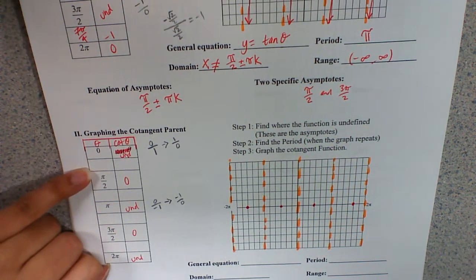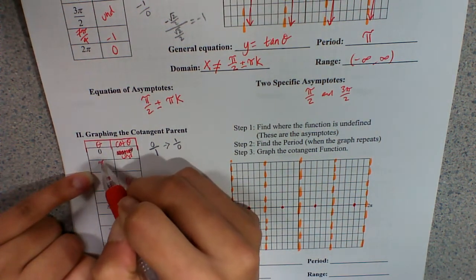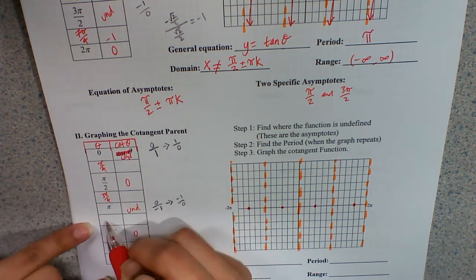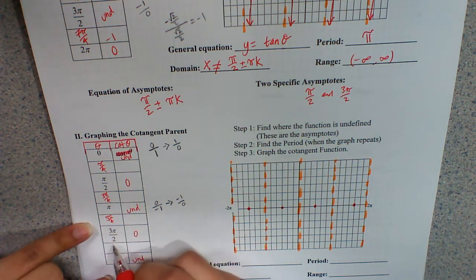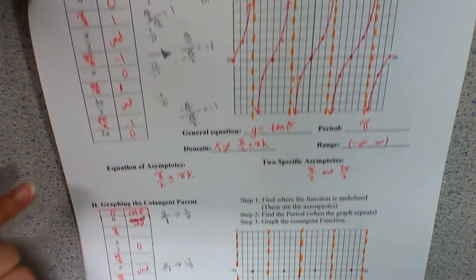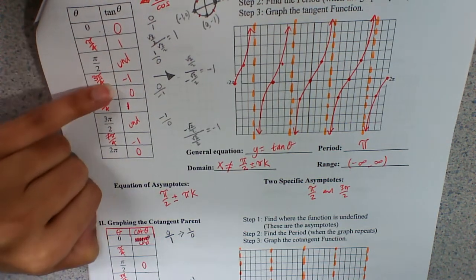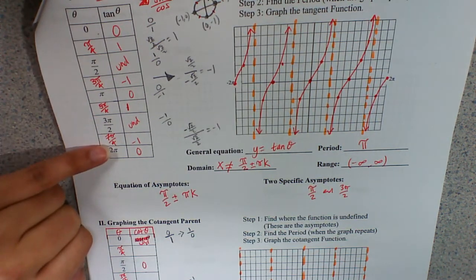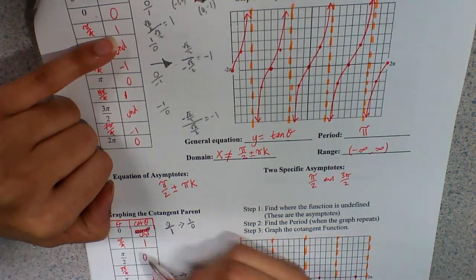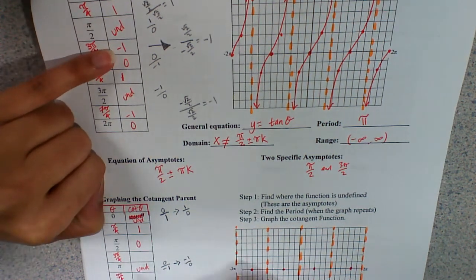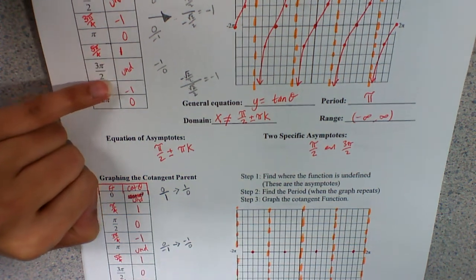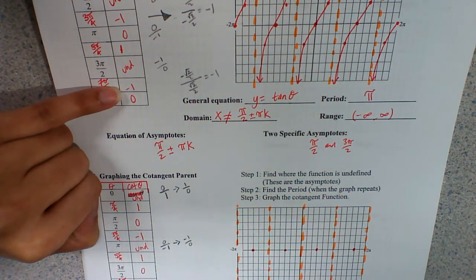Now, just like we did for tangent, we're going to work with the pi over 4s. So pi over 4, 3 pi over 4, 5 pi over 4, and 7 pi over 4. Now if I take the reciprocals of those values, here's the nice part, they actually remain the same. So the reciprocal of 1 is still 1. The reciprocal of negative 1, still negative 1. Reciprocal of 1 is 1. Reciprocal of negative 1, negative 1.